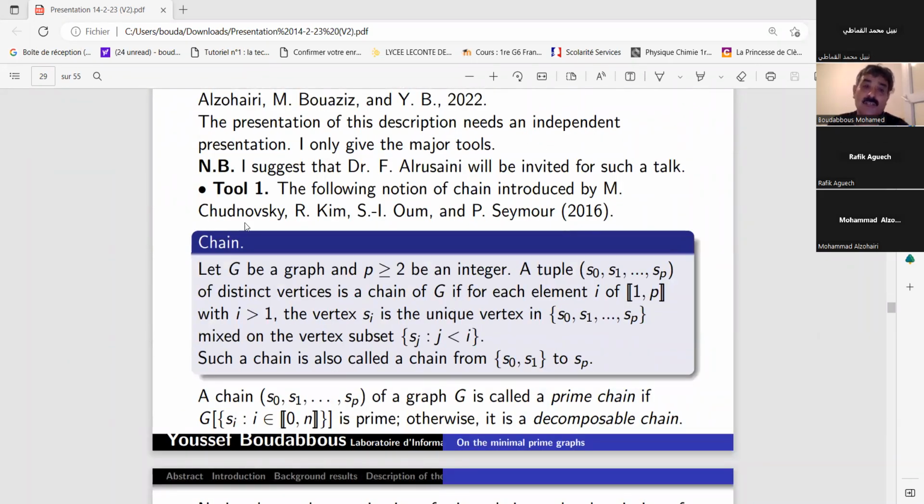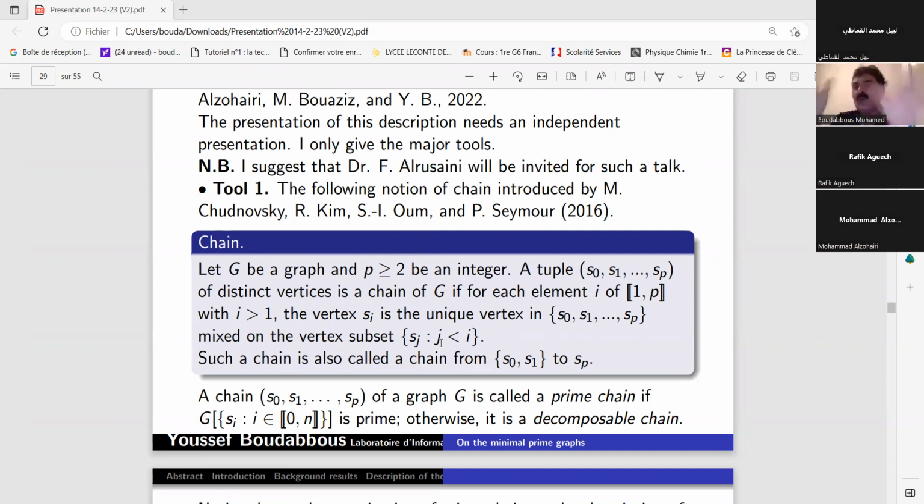The first tool is the notion of chain introduced by Chinovisky and al. Given a graph G, a sequence S0, S1, ..., Sp of distinct vertices is a chain of G if for any i greater than or equal to 2, Si is the unique vertex in S0, ..., Sp which is mixed on the preceding vertices, that is S0, ..., S(i-1).